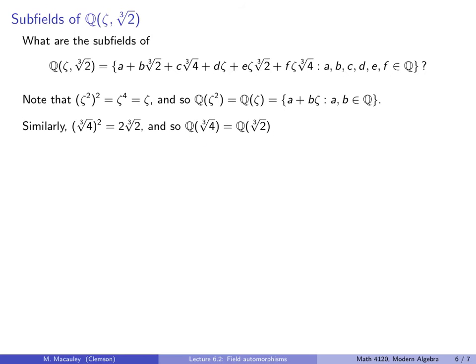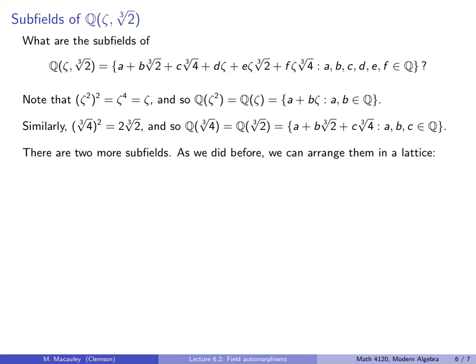Therefore, these two fields are the same set of numbers, and both of those are all real numbers of the form a plus b cube root of 2 plus c cube root of 4, where a, b, and c are rationals.